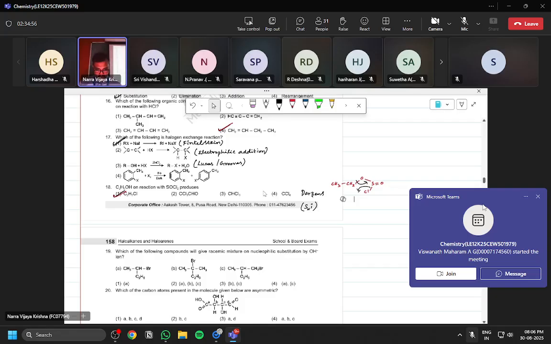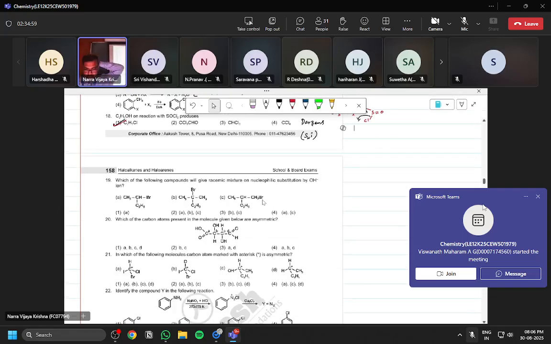Next one. Which of the following compound will give racemic mixture on nucleophilic substitution with OH minus? Nucleophilic substitution giving racemic mixture means it should proceed via SN1 mechanism. Inversion slightly dominates retention. So SN1 mechanism. Oh, they want order. Which of the following compounds will give racemic mixture? They are talking about all.